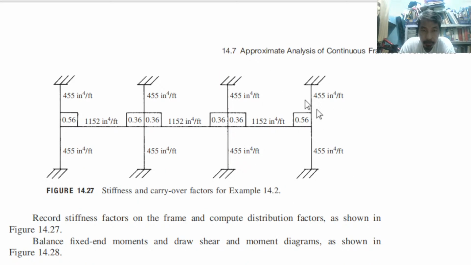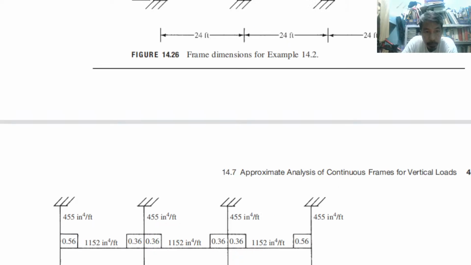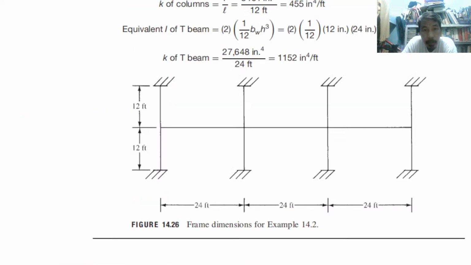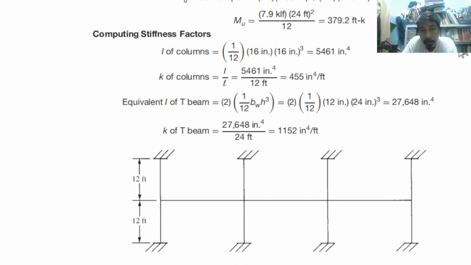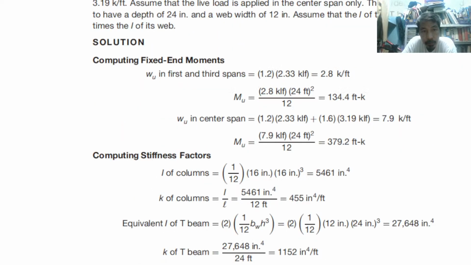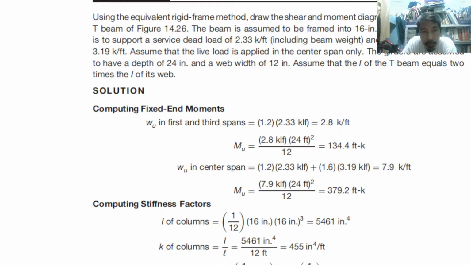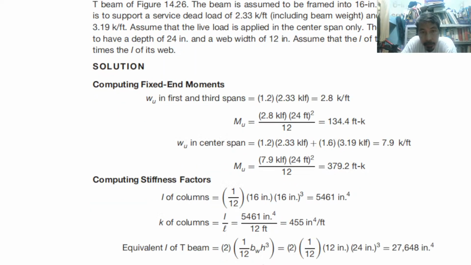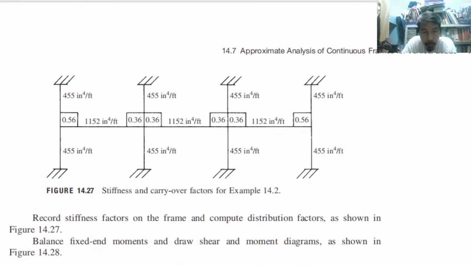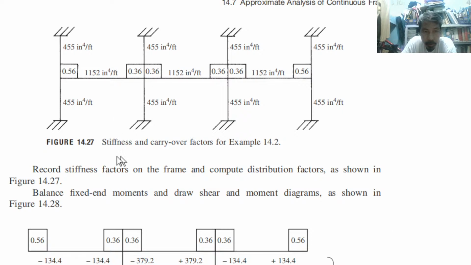So we complete the process, and we have these necessary values. Afterwards, since we already know stiffness and carryover factors here, 0.56 and 0.36, carryover factors here.